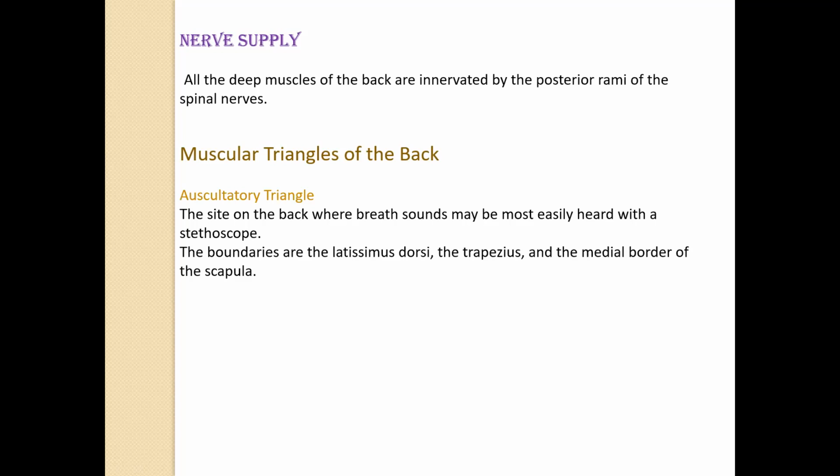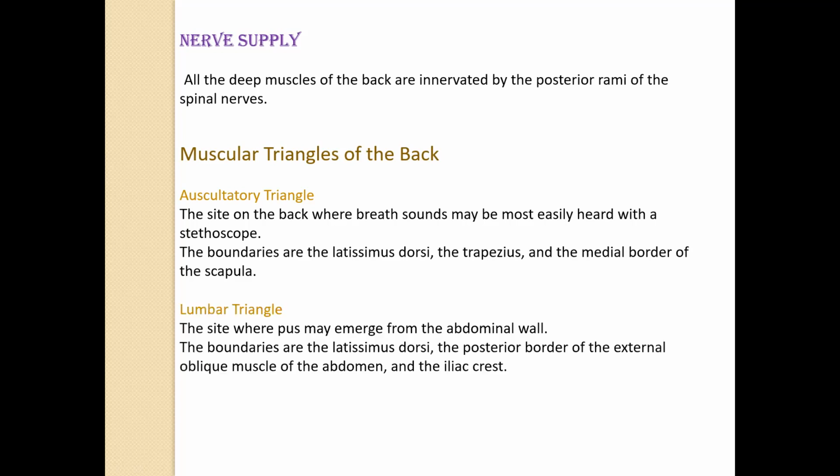Okay. Then there are some tricky areas which are called the muscular triangles of the back, which are important in clinical settings. One is this auscultatory triangle, because this is the place where you can most easily hear the breath sounds with the help of a stethoscope. So this triangle is bound by the latissimus dorsi, trapezius, and the medial border of the scapula.